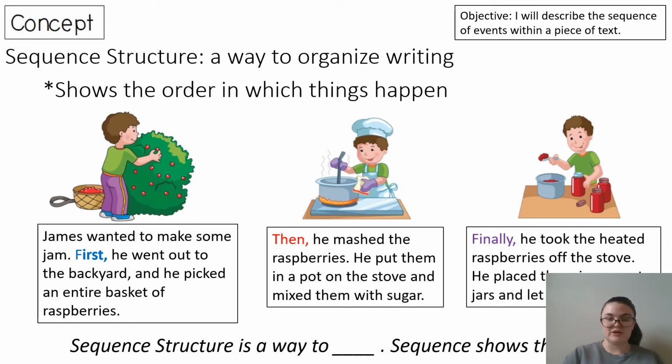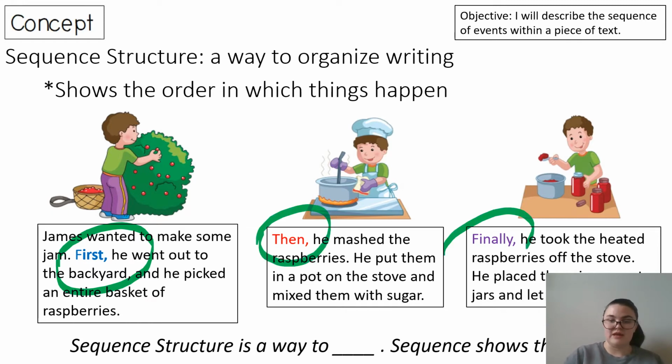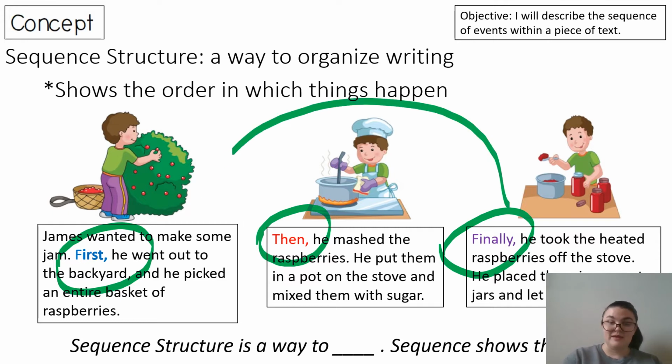Our transition words are colored on these passages. We have first, then, and finally. Each of these words tells us the order that something happens. I wouldn't say finally at the beginning of my writing.